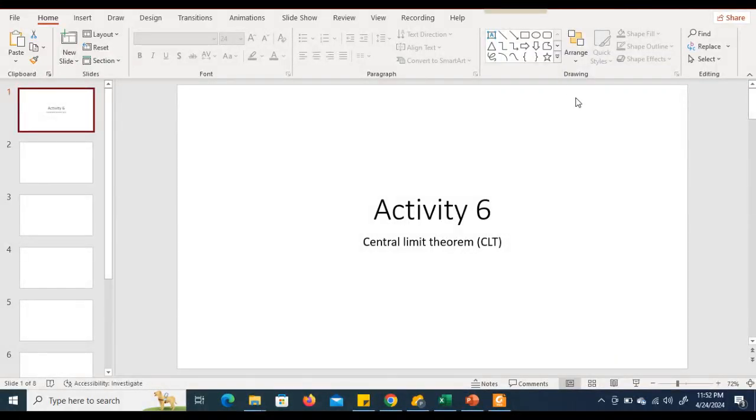Hello students, this video is based on the activity which represents the illustration of the central limit theorem. Before we start with the activity, firstly I'll just give you a brief idea about the central limit theorem.